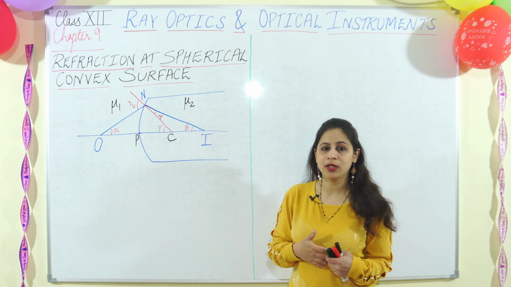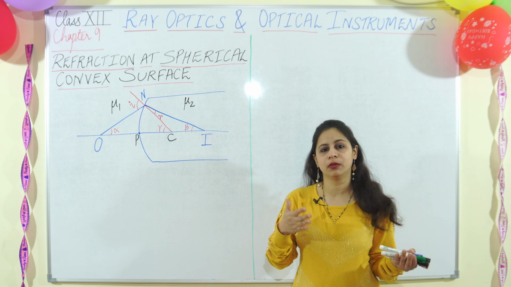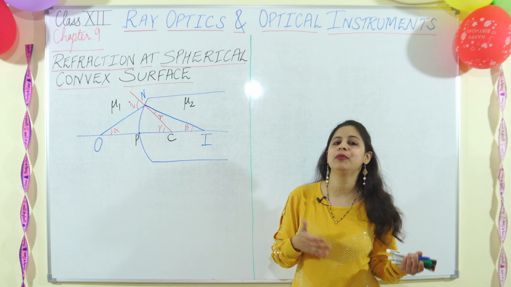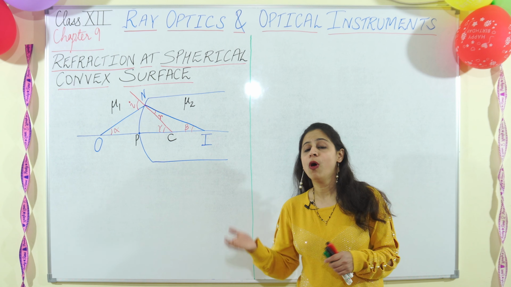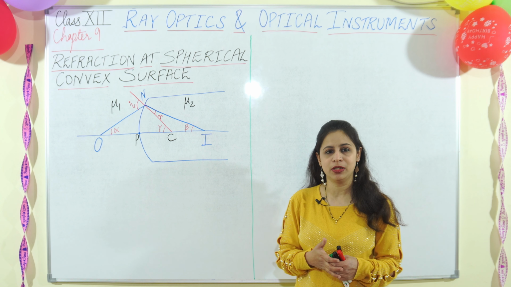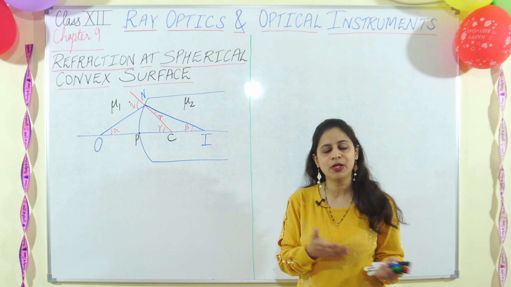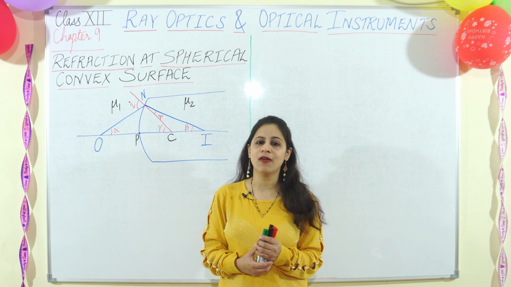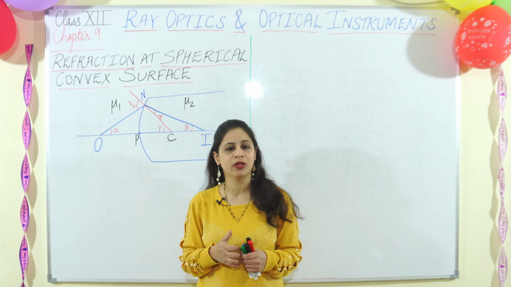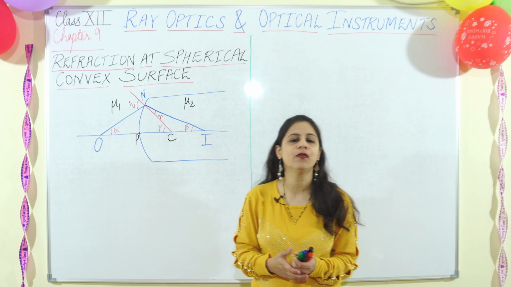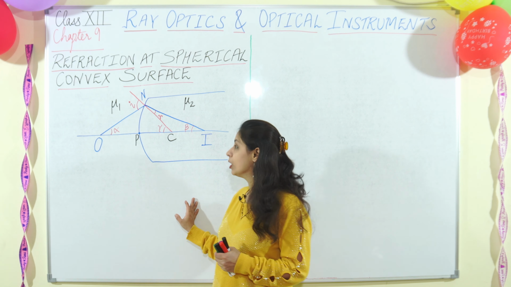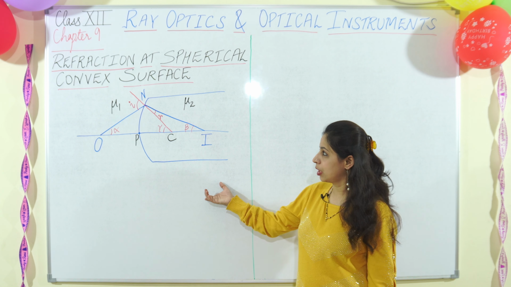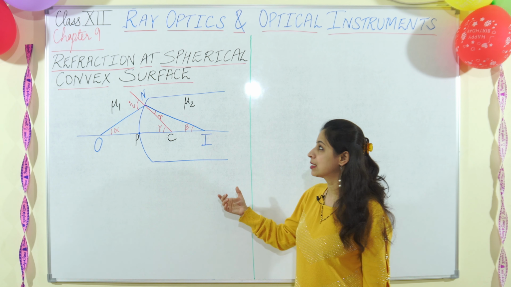Okay, so it depends on what basis it is traveling, from rarer medium to denser medium, or from denser medium to rarer medium. So when it travels from rarer medium to denser medium, it bends towards the normal, and when it travels from the denser medium to the rarer medium, it bends away from the normal. Okay. So the refraction we need to study for the spherical convex surface.